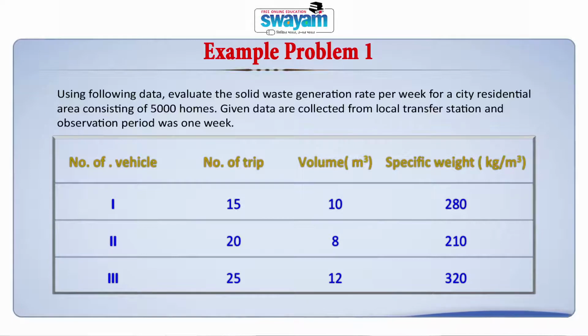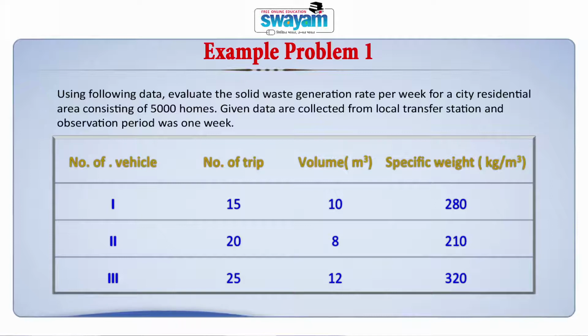First, just like the table which is formulated here, you can also do it. Just put the number of vehicles in the same table, and you can add one more column to calculate the total quantity. Now, I will tell you how to calculate the total quantity. Total quantity in kilograms will be given by the formula which is given here: number of trips into volume in meter cube into specific weight. That means, how do you calculate the total quantity of waste?